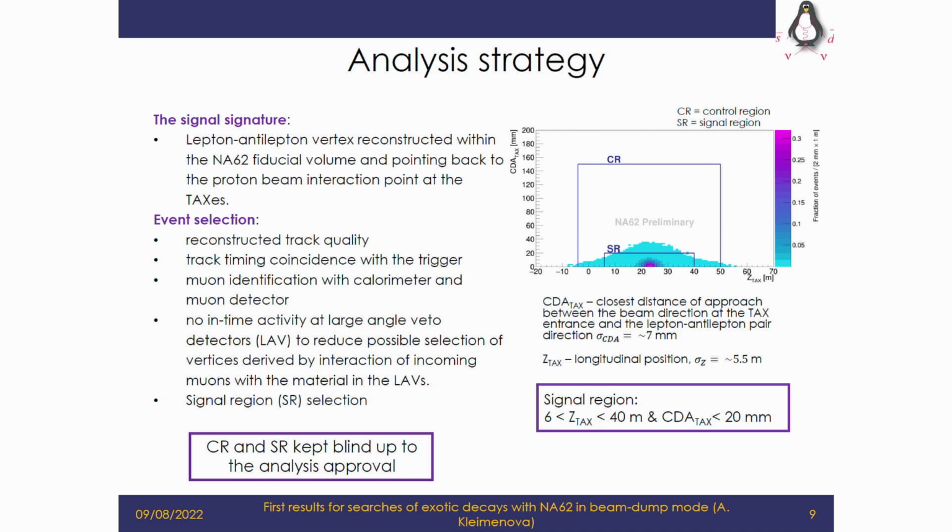Okay, so how did we do the analysis? The analysis focuses on a lepton-antilepton pair. In the current case it's mu plus, mu minus, and we reconstruct the vertex within the NA62 decay volume. Then we require the vertex to point back to the interaction point, which is at the collimator. Obviously you apply event selection, and importantly we require no in-time activity in the large-angle veto detectors, because that helps to reduce possible interactions of incoming particles in these detectors.